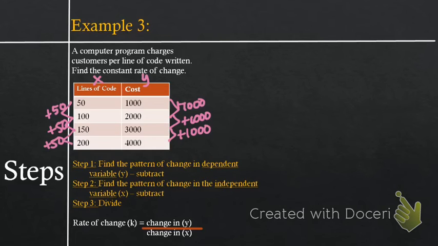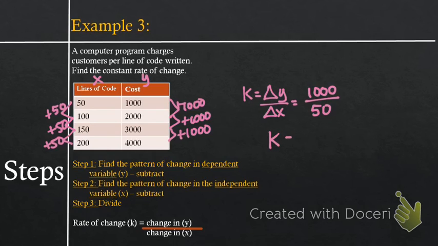Okay, so we're going to put it into our formula. So we have k equals our change in y over change in x. Our change in y was 1,000. Our change in x is 50. So our k, or our rate of change, we make our number smaller, so 100 divided by 5, we get 20. So here our rate of change is 20.